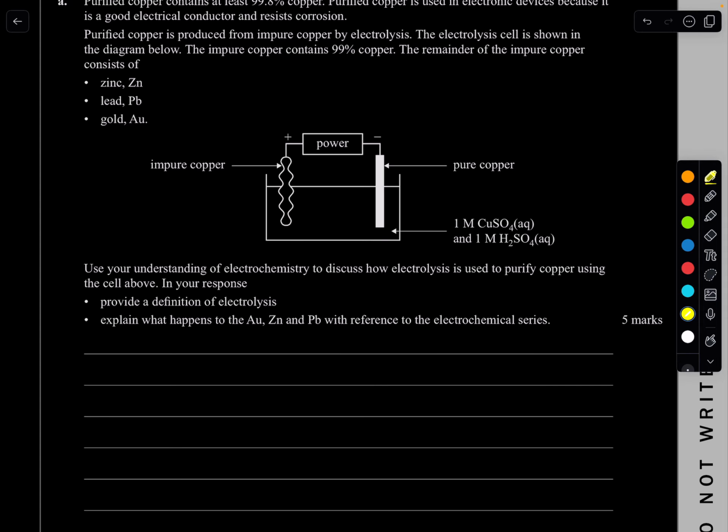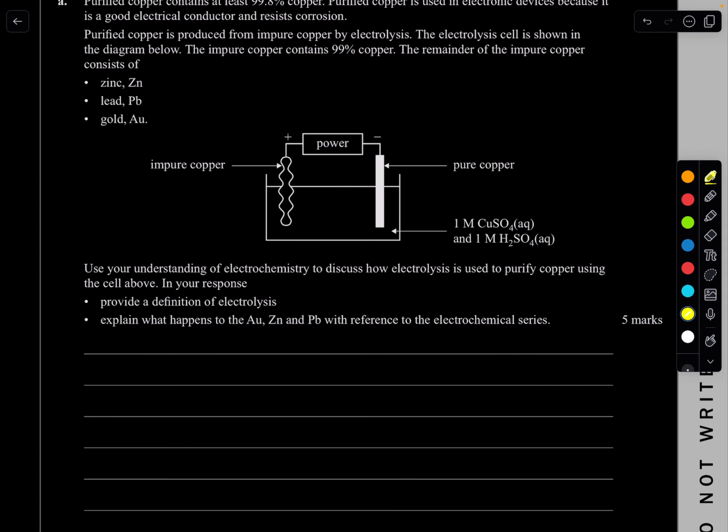Now, the easiest mark is just to define electrolysis. Remember, what is electrolysis? It's just a non-spontaneous redox reaction that requires a power source to occur. That's it. It is so simple. Electrolysis: non-spontaneous, requires a power source to occur. Whereas galvanic cells are spontaneous and do not require a power source. That is easy. So defining electrolysis should give you 1 mark.